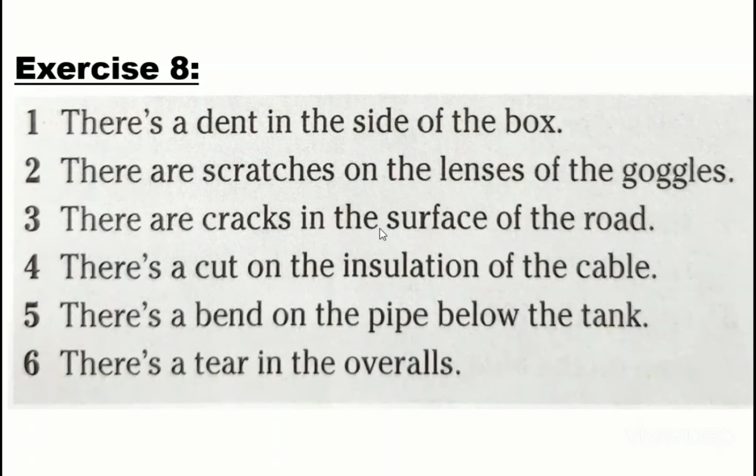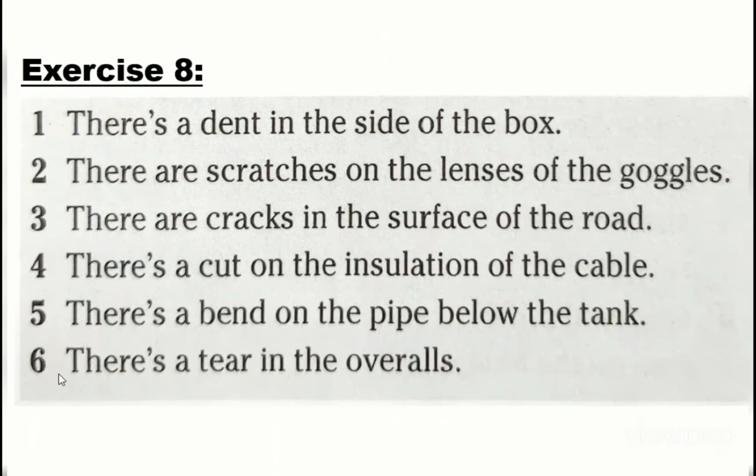Before we said the insulation is cut. I can use the noun of cut, which is the same. There's a cut on the insulation of the cable. Before we said the pipe is bent. Now we can use the noun. We say there is a bend on the pipe below the tank. And number 6, there is a tear in the overalls. In this sentence, we use the noun tear instead of torn, which we used in the previous exercise.